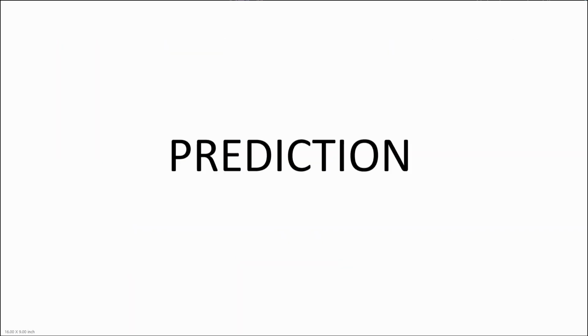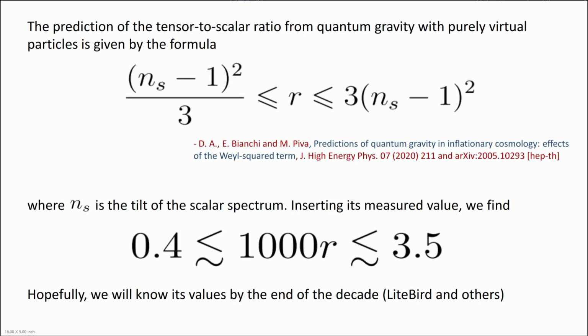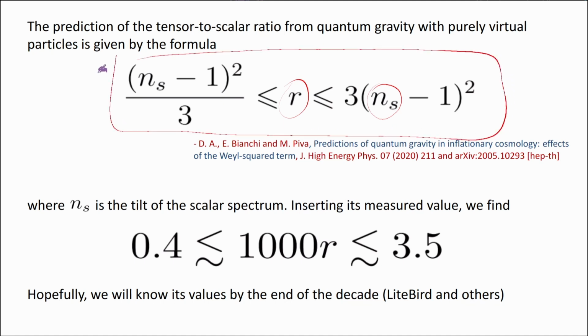I go right away to the prediction and briefly tell you how to get it, and that's the conclusion. So this is the prediction. These are quantities that are familiar to people working in primordial cosmology. This is the tilt of the scalar spectrum. This is the tensor to scalar ratio, and this is the prediction. The tensor to scalar ratio, which is yet to be measured, is in between these two values. And hopefully in a few years, by LiteBIRD or others, we will know the actual value. You can find details in this paper.